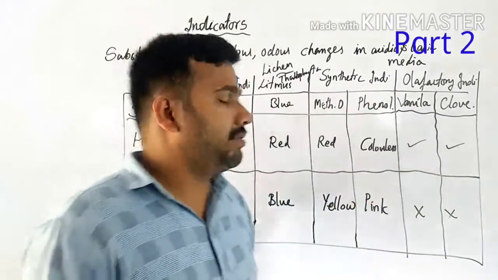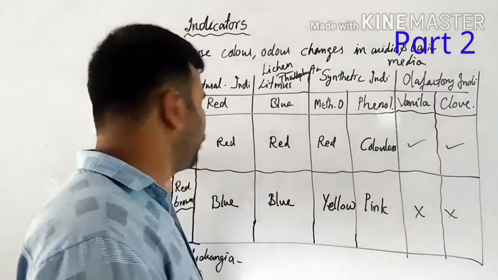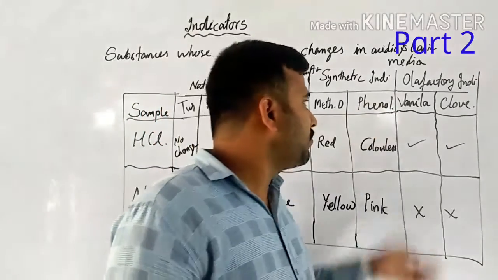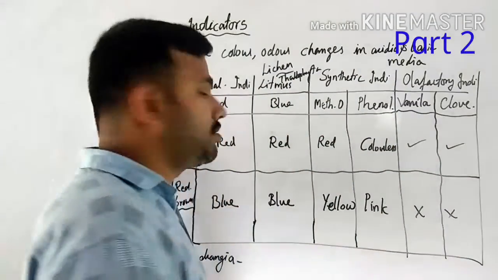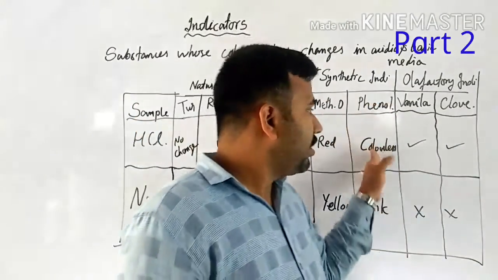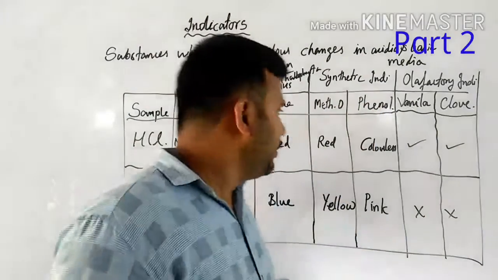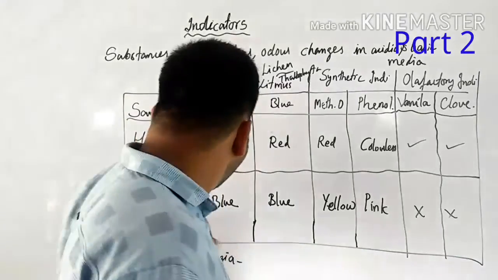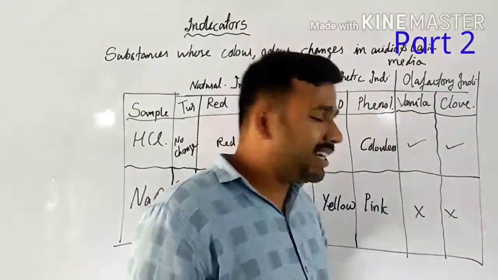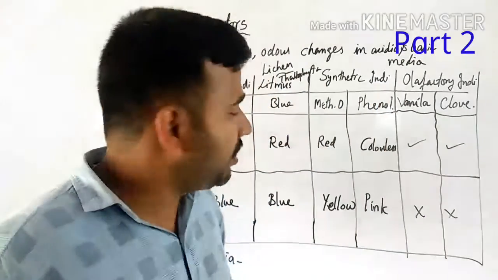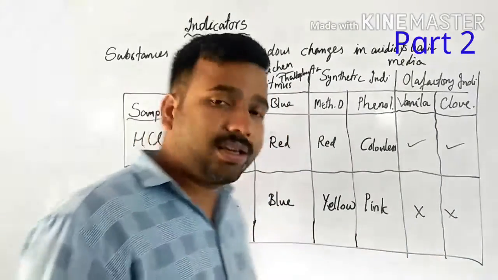Then phenolphthalein. Suppose you take a few ml of HCl and add 1 drop of phenolphthalein to this hydrochloric acid, what will happen? It will remain colorless. It will not change its color. Suppose you take 2 or 3 ml of NaOH, sodium hydroxide, and pour a small amount of phenolphthalein into it, what will happen? Its color will now turn pink. So we can understand the given substance is basic in nature.